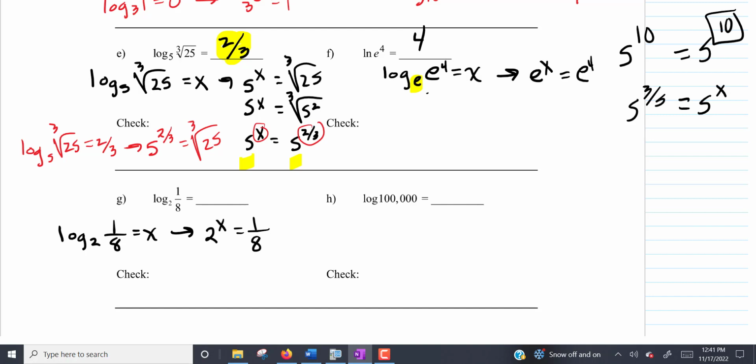What'd you say? You're close. You're thinking correctly. Not quite. What is 2 to the 4th? It's 16. So 2 to the 3rd is 8. So you're thinking right. I can tell you're thinking right.